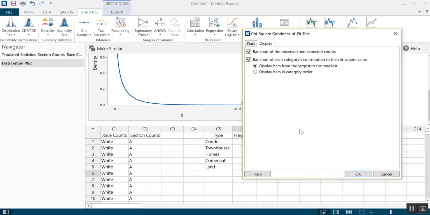If you're looking just to say, are they different? You don't really need this. If you're looking to say which one is the most different or which one has changed the most over time, you definitely should ask for this. So it's ordered from largest to smallest. I'm going to leave this checked so we can talk about it. Let's go ahead and hit OK.